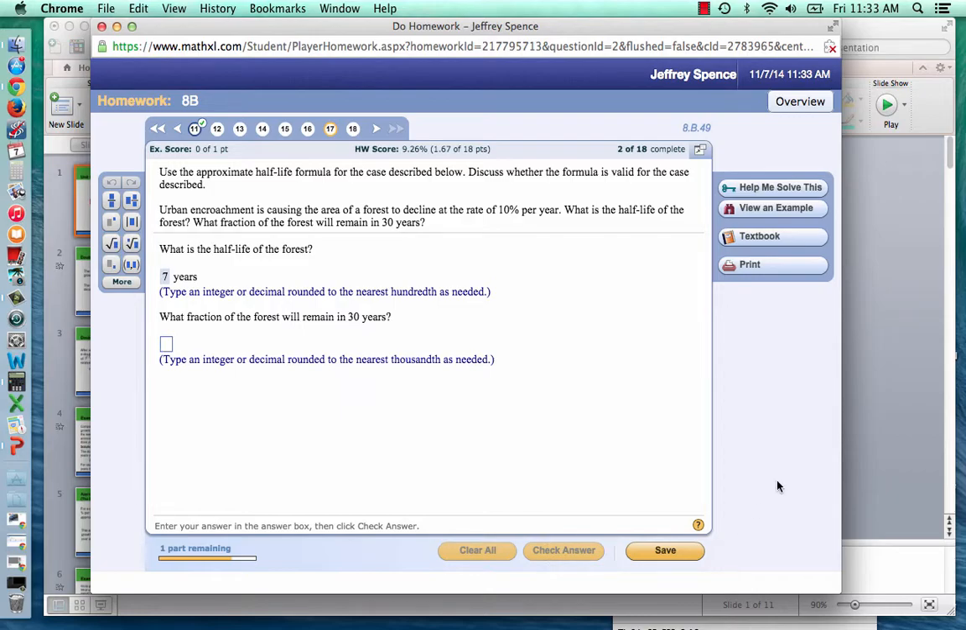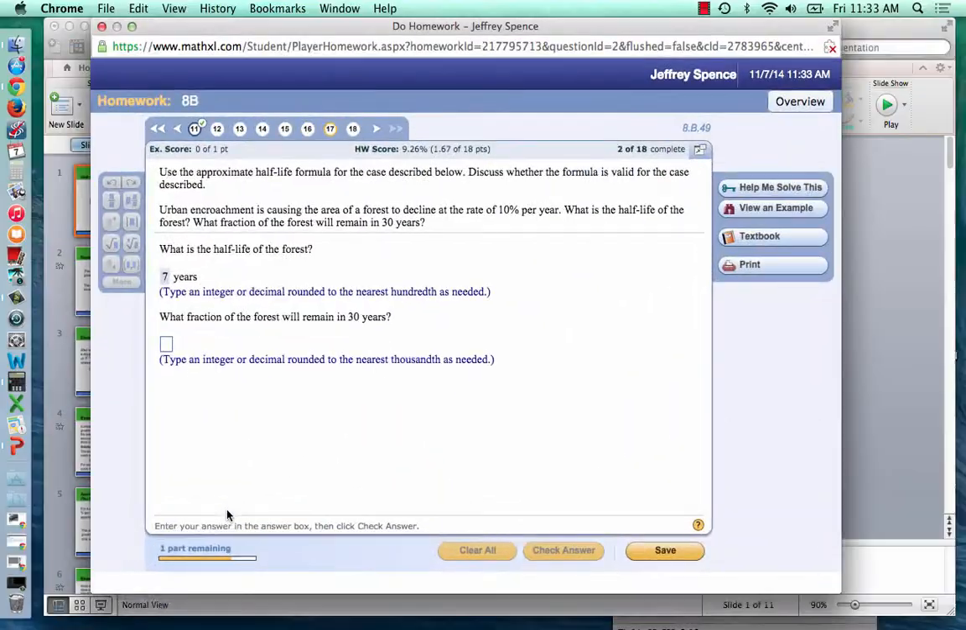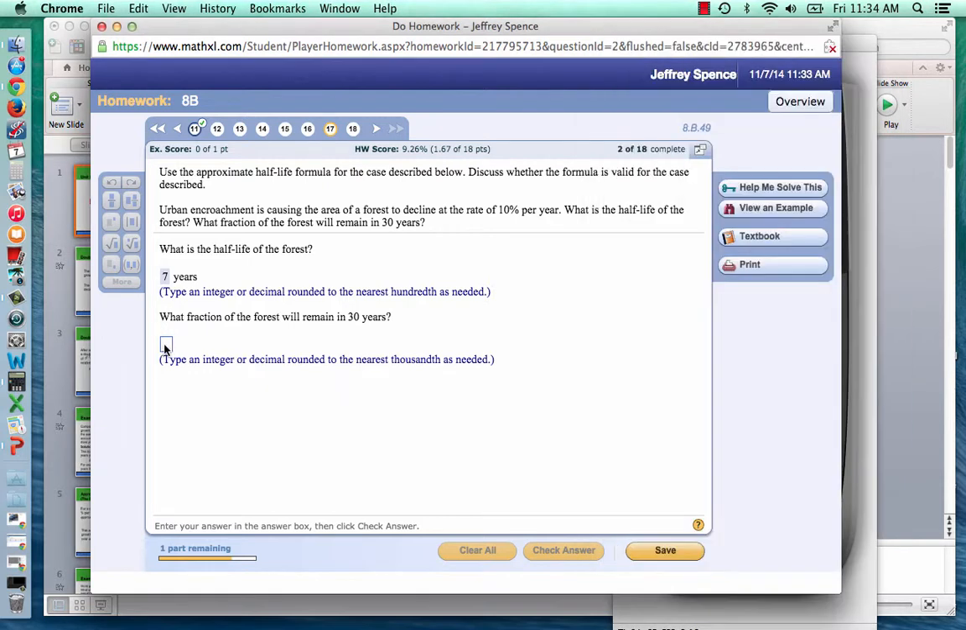Okay, so we have to use our formula here. Our new value, how much of the forest will be left, is the initial value times 1/2 to the elapsed time over the half-life. So in our calculator, we'll just say that 1 is the initial value if we're not given an initial value, times 0.5 to the amount of time that's elapsed, which is 30 years, divided by the half-life time, which is 7 years. And there should be about 5%. It says type an integer or decimal rounded to the nearest hundredth or thousandth. So this would just be 0.05.